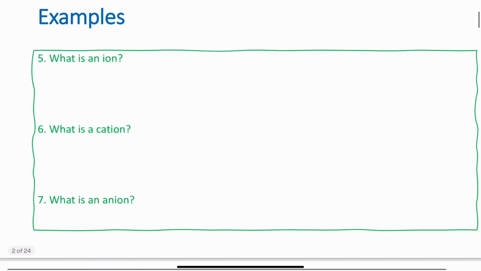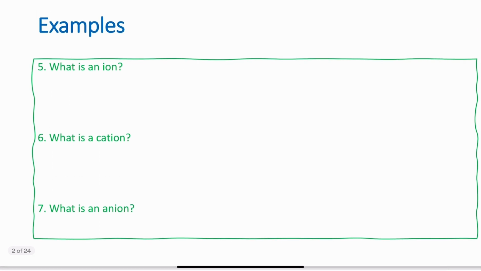What's this next page got in store for us? Let's see. First up, what is an ion? What does an ion mean? An ion is just any charged particle. It means your number of protons is not equal to the number of electrons.